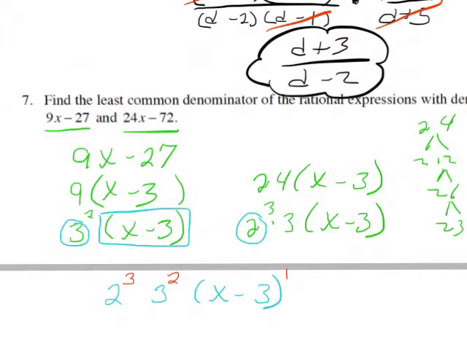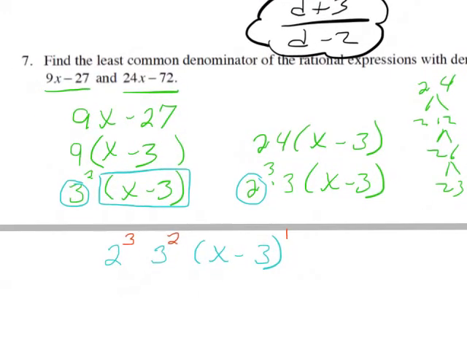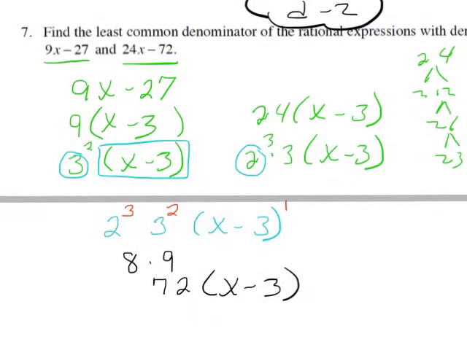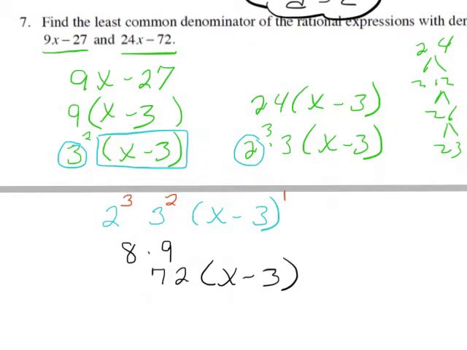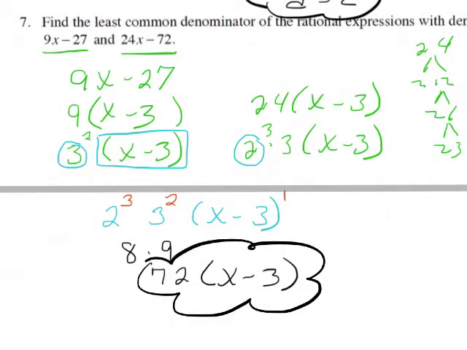Alrighty, and there is my LCM. So let's go ahead and clean it up just a little bit. My final answer is going to be 2 times 2 is 4, 4 times 2 is 8, 3 times 3 is 9. That makes a total of 72 times x minus 3. And that is my common denominator. Sorry, not common denominator, my LCM, which is my least common denominator.